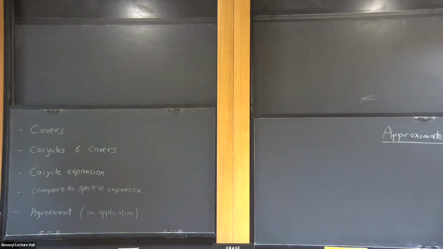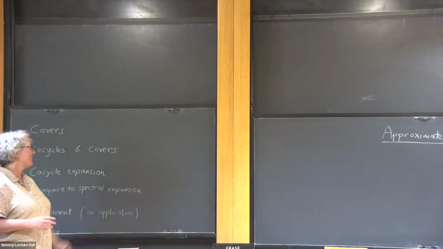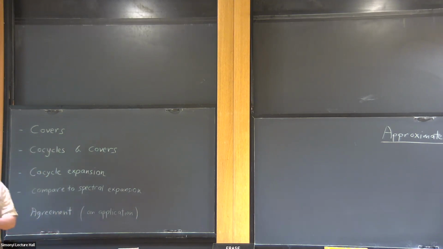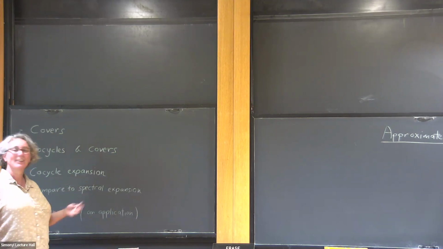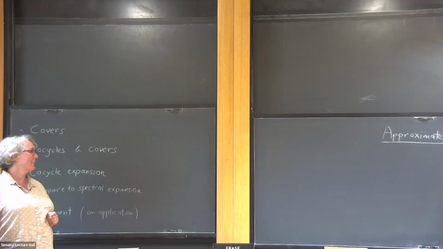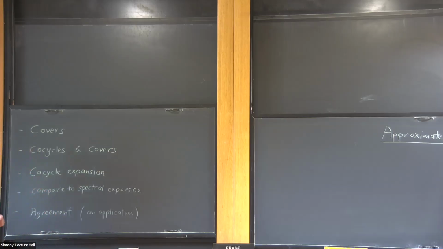Yes, thank you. So I thought I'd do a slightly teaching thing, seeing that it's a topic that I'm not an expert on, but I got into it and I wanted to describe it a little more slowly. So I'm going to talk about approximate covers, and this has something to do with algebraic topology. So we'll talk about covers and then relate them to cocycles, and then cocycle expansion, which is a kind of high-dimensional expansion, and then we'll see how it compares to spectral expansion.